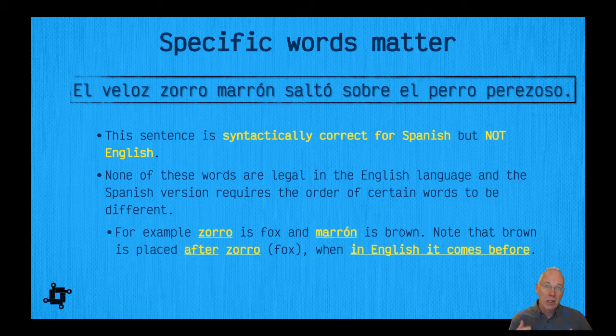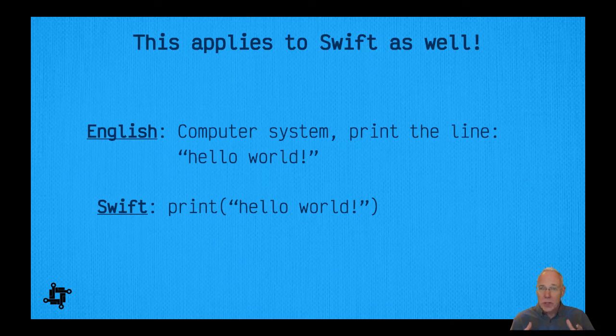So the adjective actually came after the noun in Spanish, but in English the adjective would be before the noun. So all of this is referring to syntax. All of this applies to Swift as well, as I've sort of implied at this point.